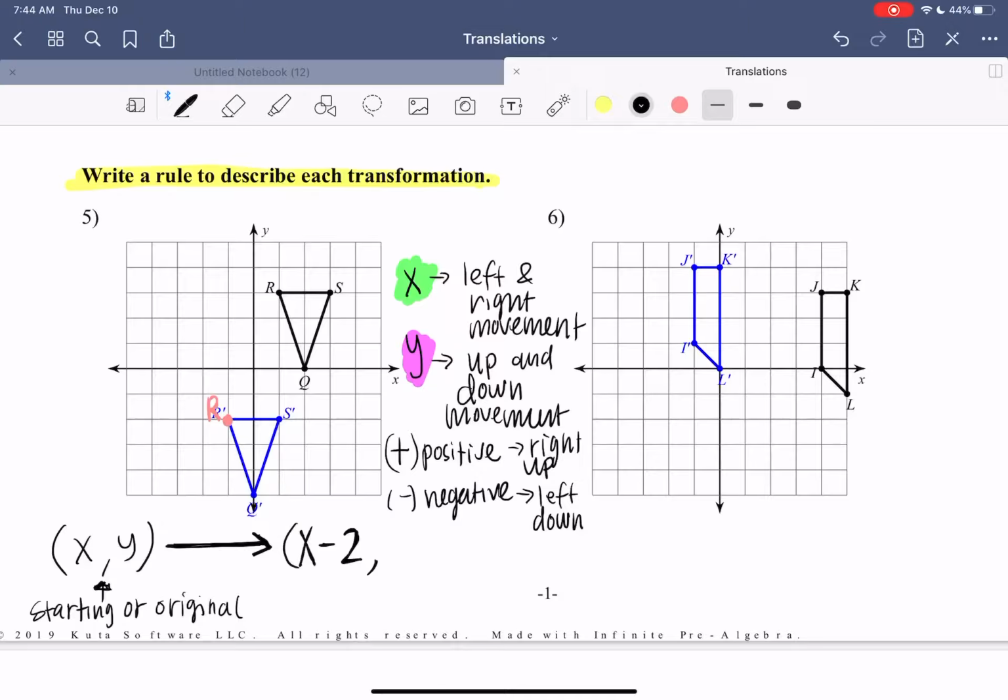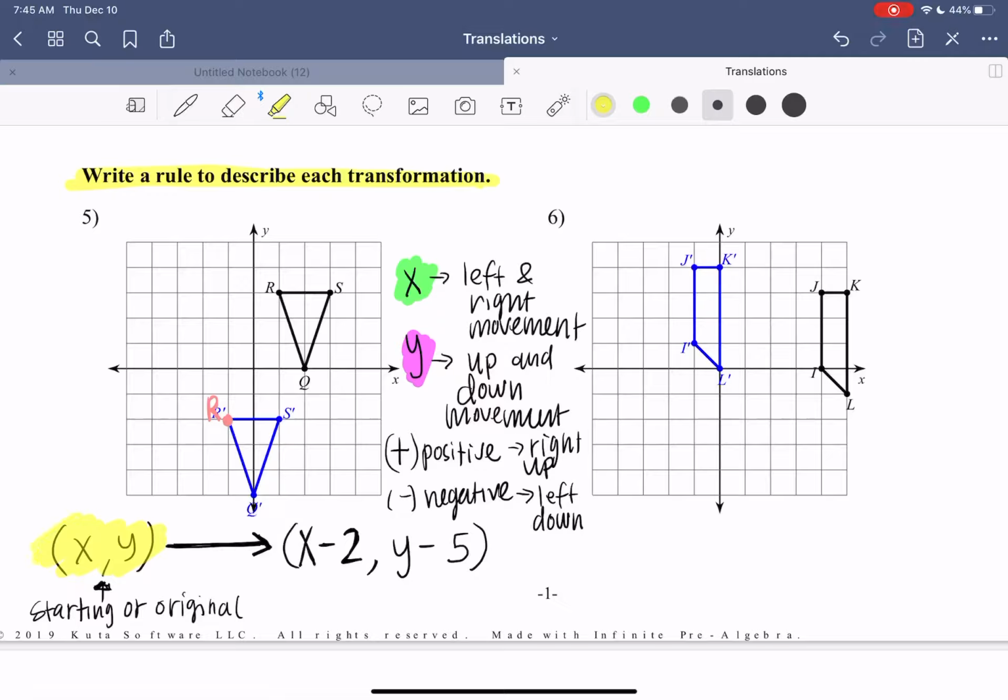So our Y is associated, let me get my little pointer, with up and down. We moved down, okay? So that means our Y is going to come in. But then we moved it down, which is associated with a negative. So we're going to take that and subtract, and we moved it 5 times. And this right here is how rules are written.